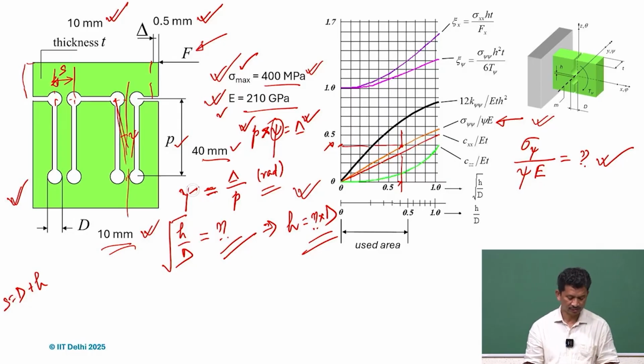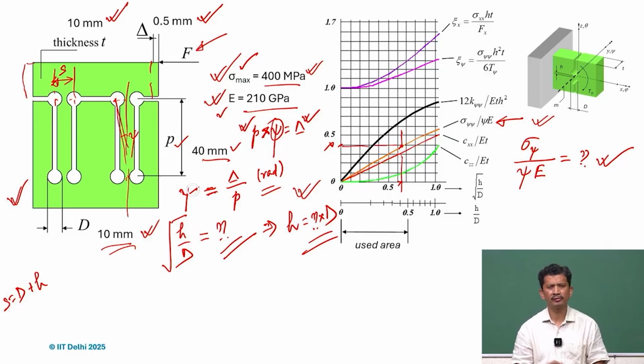Suppose this h is very small and comes in microns, you know that it's not possible. It's a difficult number to achieve. So then we have to rework, or we may have to assume a different d, or change the t, or p. These are design variables, and we can change them.